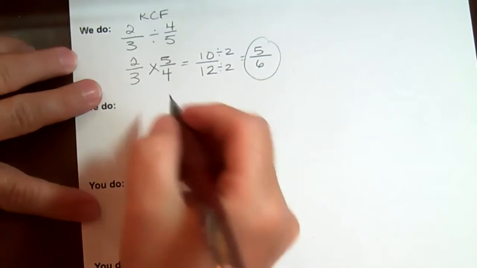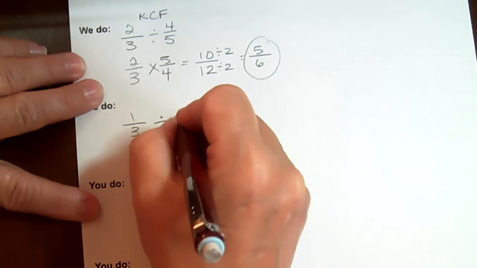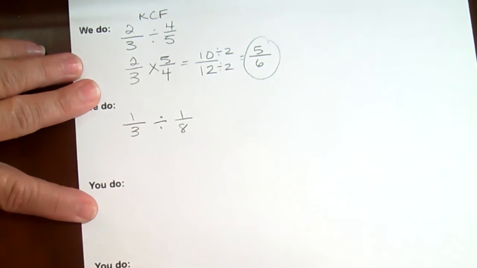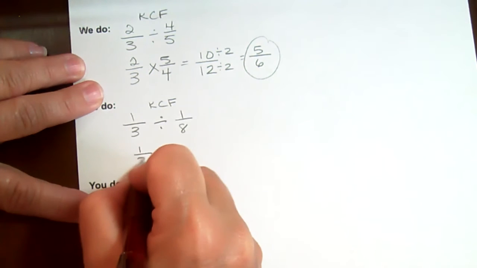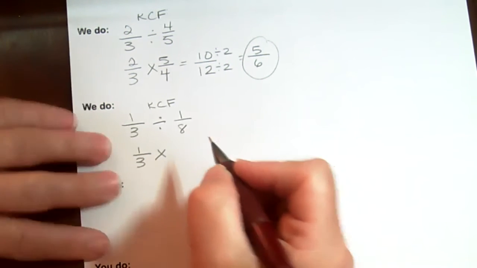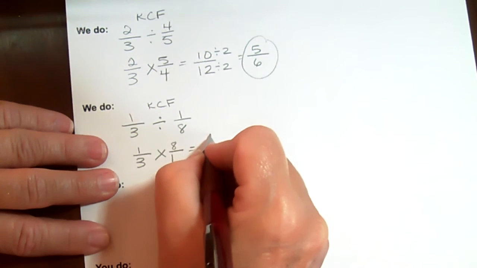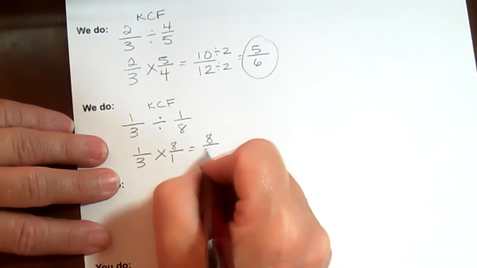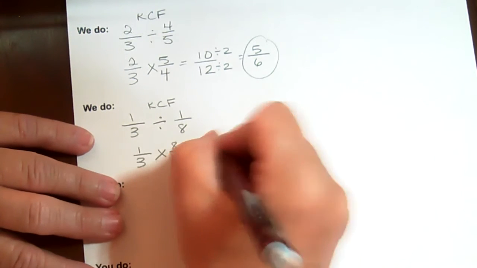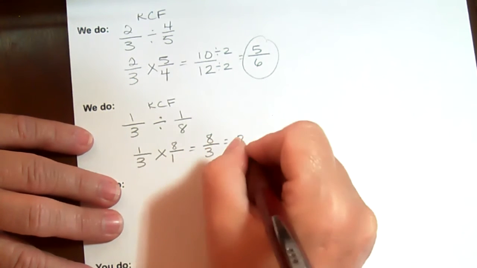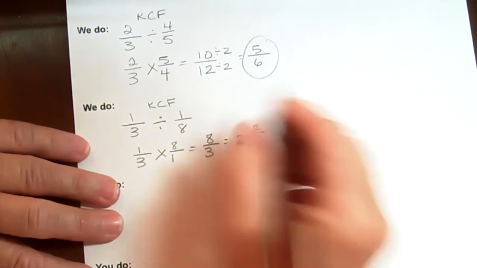All right, my next problem, 1/3 divided by 1/8. Keep, change, flip. Keep 1/3, change the division to multiplication, take the reciprocal of 1/8, which is 8/1, and 1 times 8 is 8, and 3 times 1 is 3. That is an improper fraction. How many 3s are in 8? That would be 2. 3 times 2 is 6, with 2 left over with a denominator of 3.